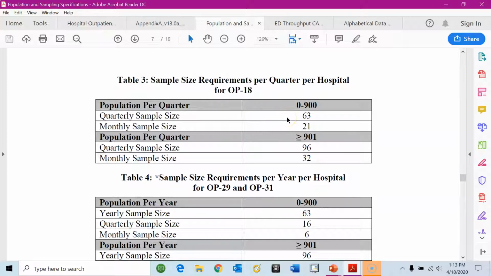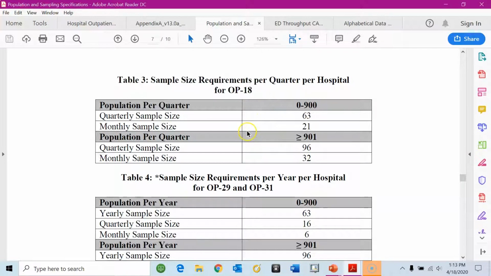Now OP-22 has a different population. Like I said, it isn't the same kind of measure, so we'll talk about that when we get back to OP-22. But this is the table for the sample size for OP-18.